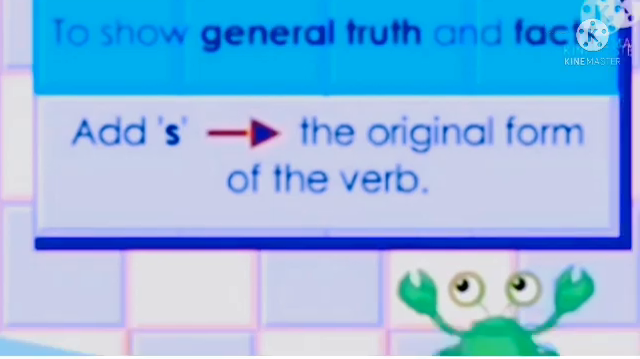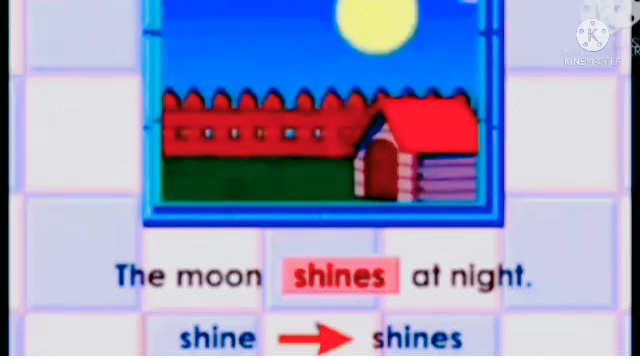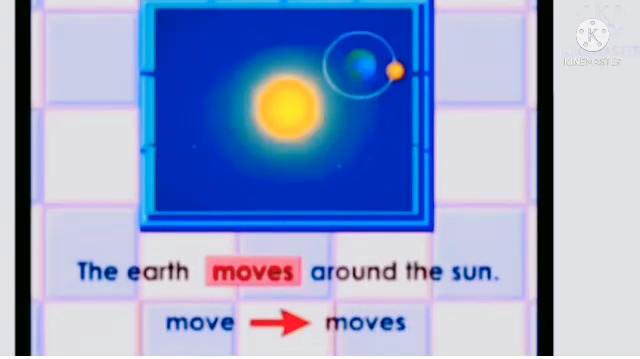Let us move on to understand simple present tense better. We use simple present tense to show general truths or facts. We add s to the original form of the verb. So children, look at the following examples. The moon shines at night. Here the verb is shine, shines. And the next one, the earth moves around the sun. The verb move, moves.